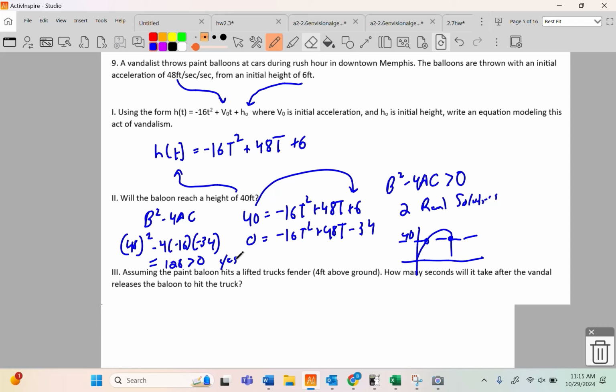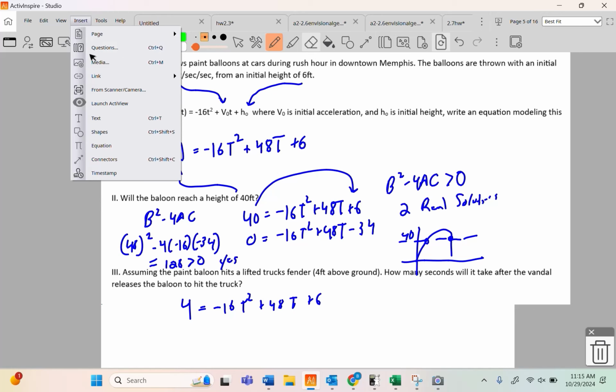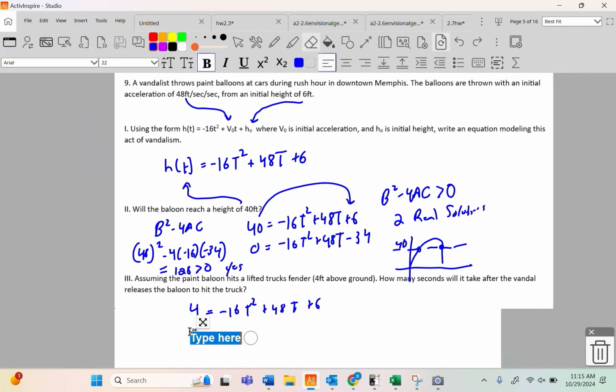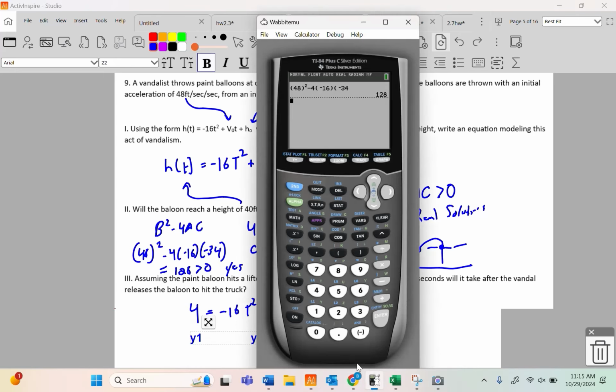Assuming the paint balloon hits a lifted truck's fender 4 foot above the ground, how many seconds will it take after the vandal releases the balloon to hit the truck? And I have no issue with you doing this entirely with technology. I would love it if you did it by hand, but you know, technology is a big deal. You got to learn how to use it. It's part of the process. And we're going to do that by putting the 4 into y1 and the rest of the stuff into y2. So y1 and y2. So let's see what we get.